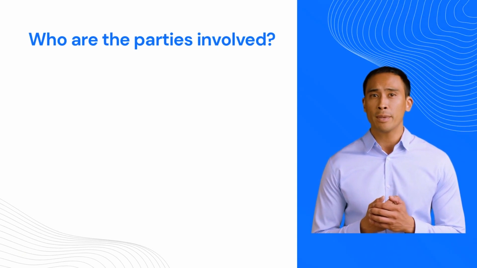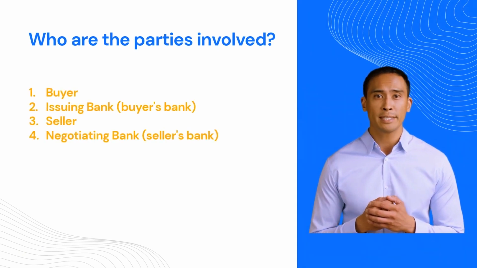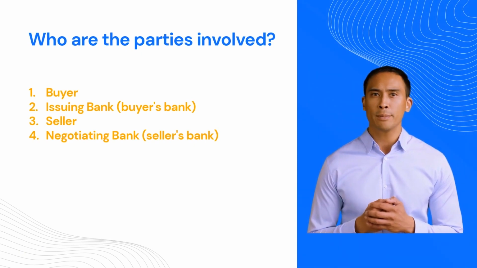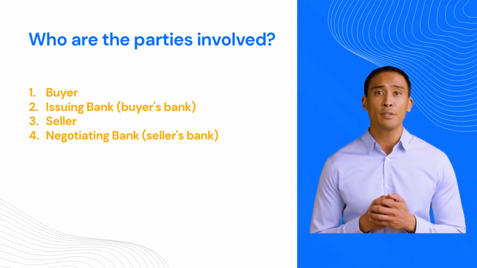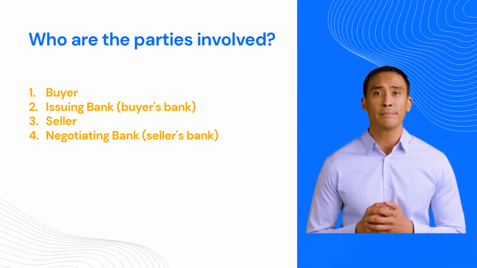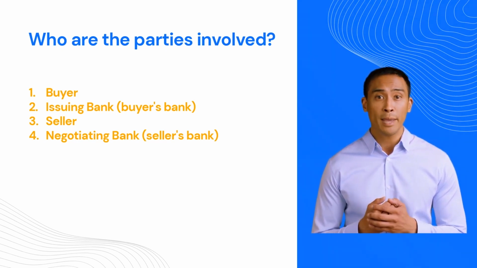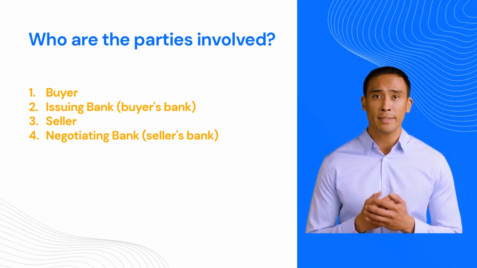Next, let's talk about the parties involved in a LC transaction. In an international trade transaction, the seller will typically request the buyer to open an LC, so that there is a financial institution involved to guarantee the payment, which is usually a bank. This bank is referred to as the issuing bank, as it is issuing a LC on behalf of the buyer.